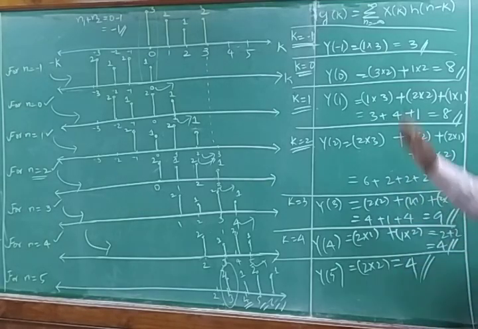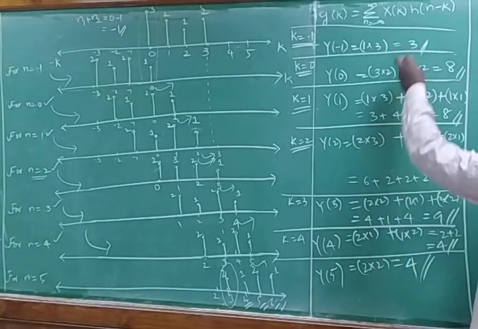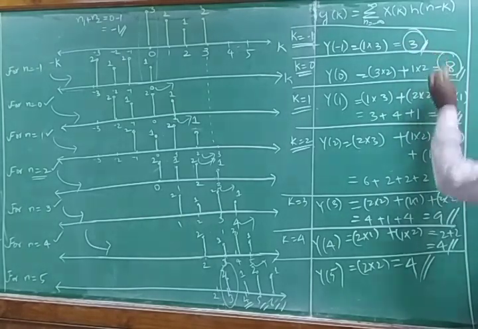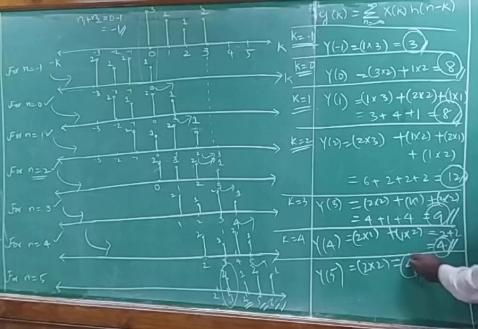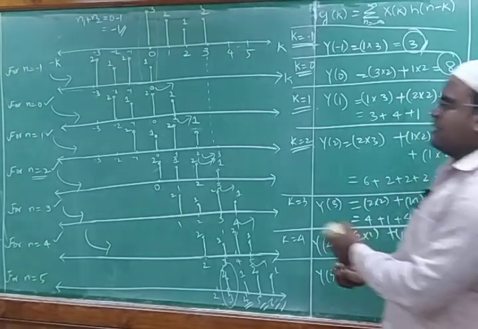So we got this sequence. At the end we'll write all those values. So what is the first answer? 3, 8, 8, 12, 9, 4 and 4. So this is your sequence. So we'll write this sequence at the later stage.